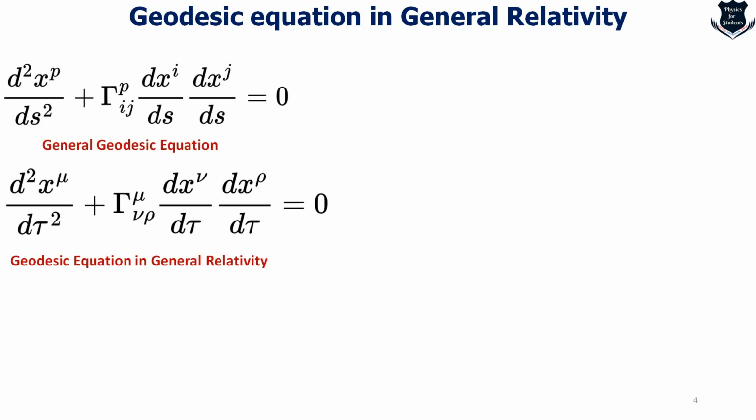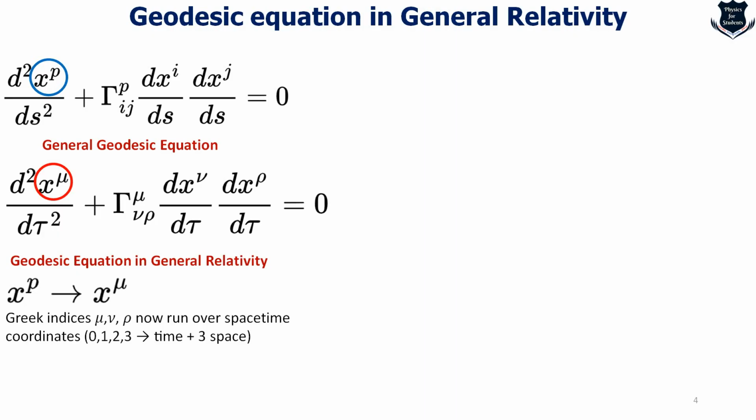The first one is the general geodesic equation, and the second is what is called the geodesic equation used in general relativity. Now first I would like to highlight that the x raised to the power p, the generic term, is now used as x raised to the power mu. And as the Greek indices go from mu, then nu, then rho, and so on, they are actually the space-time coordinates, 0 mentioning the time or the temporal coordinate, and 1, 2, 3 are the spatial coordinates. So the p is now much more generalized as mu, which are used as coordinates over space and time.